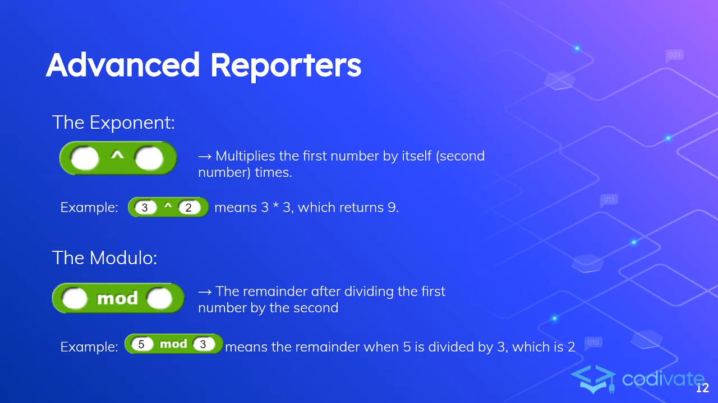The modulo block. This reports the remainder when the first number x is divided by the second number y. This is represented as x mod y. For example, 5 mod 3 means the remainder when 5 is divided by 3 is 2, so it returns 2.